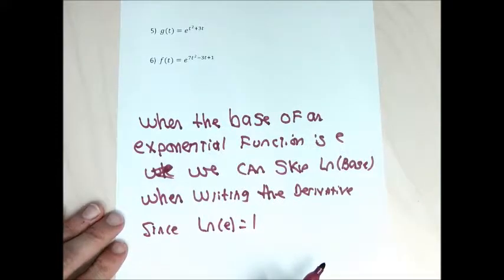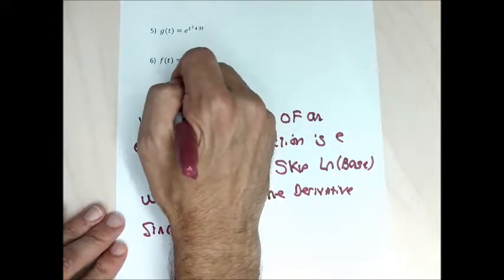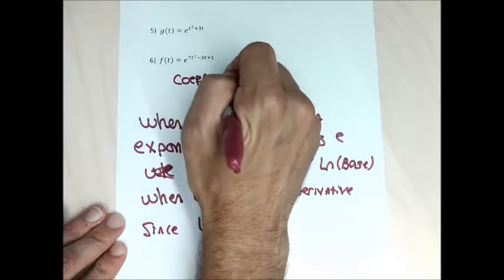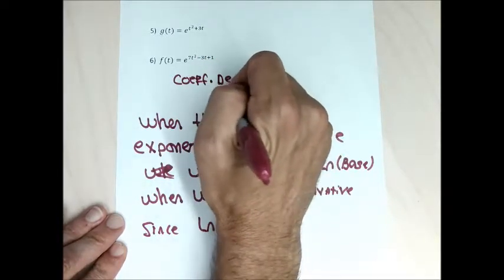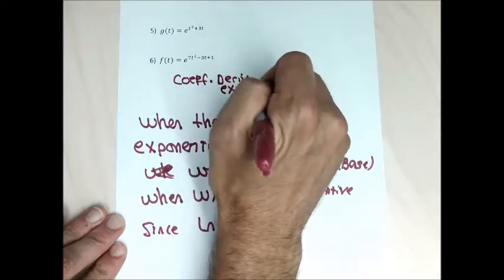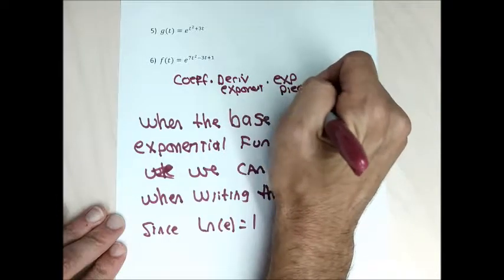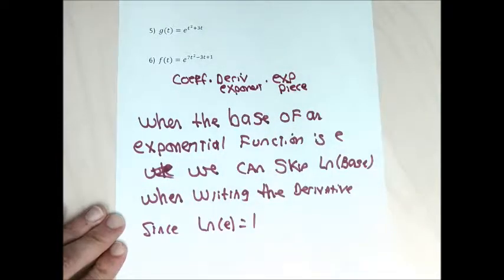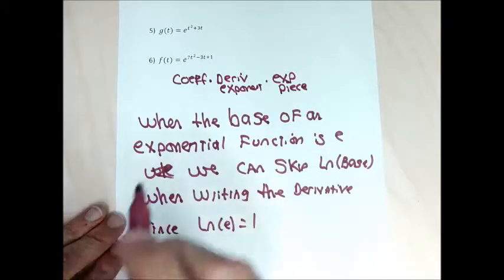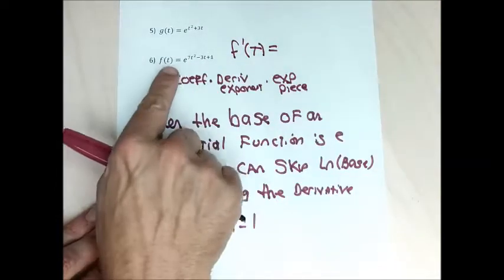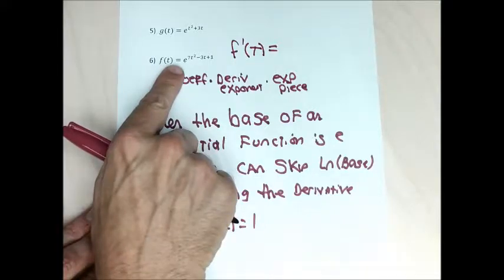So for these derivatives, I'm just going to do coefficient times the derivative of the exponent times the exponential piece. And these first two problems don't have coefficients, so the coefficient part is 1. So for problem 6, if I want to do the derivative, I think I can do it without writing any side work. So for problem 6, I'm going to write the derivative equals, the coefficient is 1, so I don't need to write the coefficient.